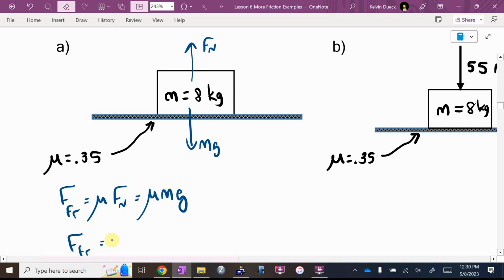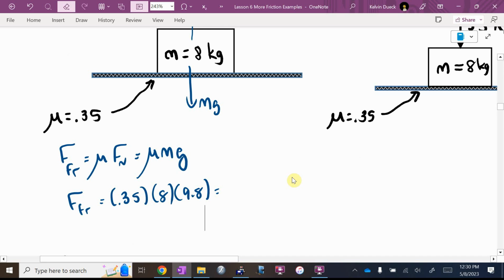Friction is going to be, what's mu? I don't know what's mu with you. 0.35. I got that just from the picture. M is 8, g is 9.8. Cody, what'd you get? And give it to me to all the sig figs. 27.34? 27.44? Okay. Come on, Ben. All right.